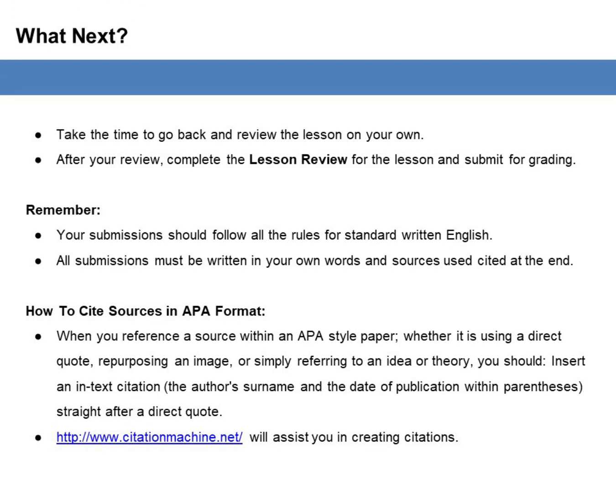How to cite sources in APA format. When you reference a source within an APA-style paper, whether it is using a direct quote, repurposing an image, or simply referring to an idea or theory, you should insert an in-text citation, the author's surname, and the date of publication within parentheses, straight after a direct quote. CitationMachine.net will assist you in creating citations.